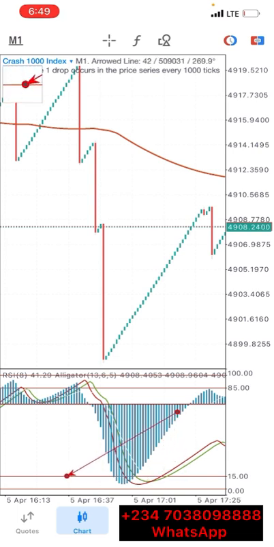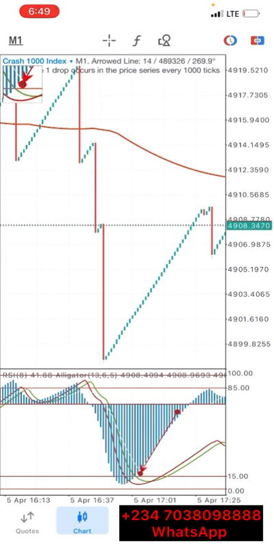Once you see market inside the 15 level, all right, this zone, once market drops inside this zone, you see the blue and the other two indicators crossing each other. Once it crosses, that's your signal to buy. All right, you buy from there upward.